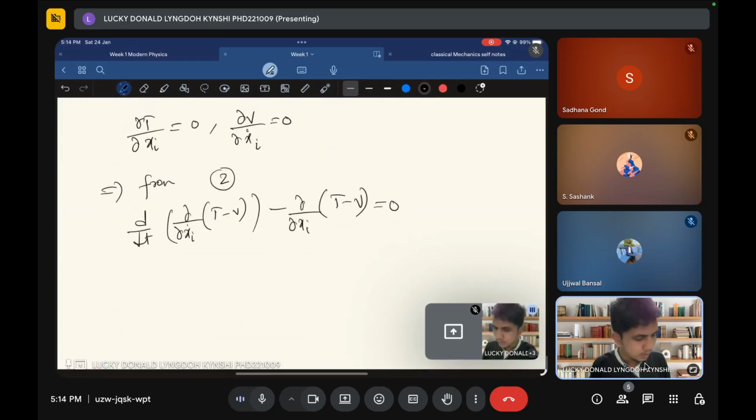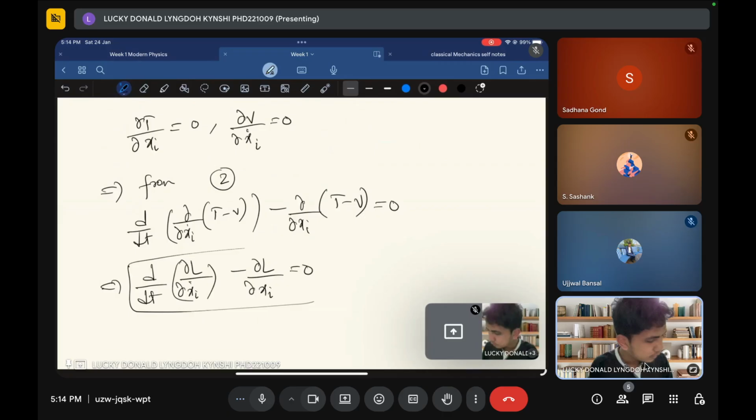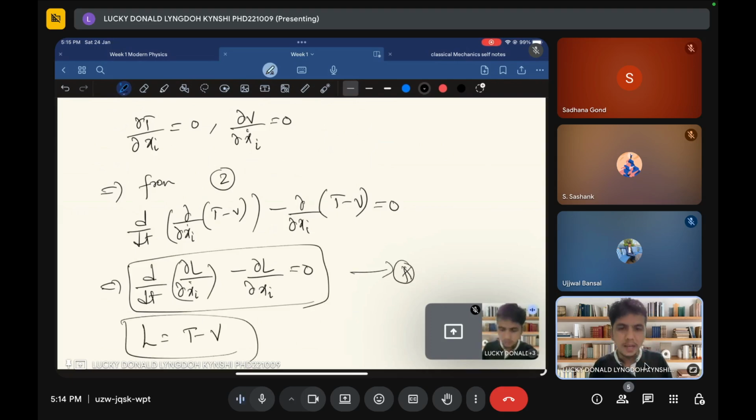So we can write the main equation as d by dt of del L divided by del x i dot minus del L divided by del x i equal to 0. This is what we call the Lagrangian equation. Here L is equal to T minus V. I'll name this equation star. So the idea is that we can go from Newton's law of motion, F is equal to ma, and write the Lagrangian equation of motion.